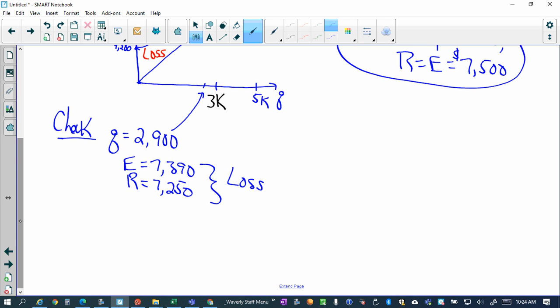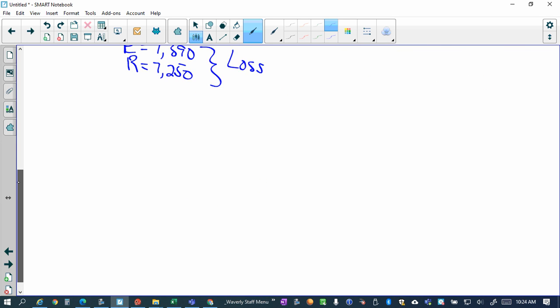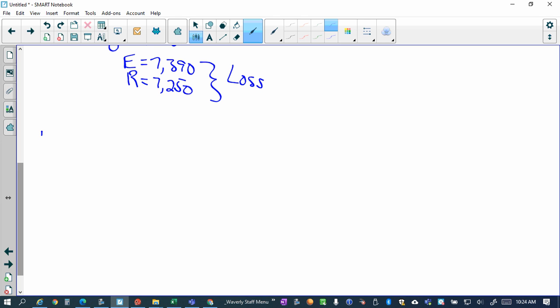Example 5. Same stuff, same setup, right? What do they want us to do now? How do they want us to find it now? Algebraically. We did it graphically. So we need to find where R equals E. All right, so what's our revenue function?